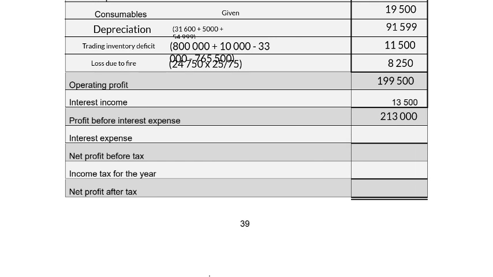Our interest income is given, and the profit before interest expense will then be 213,000. So if you take your operating profit and add your interest income, you will get your profit before interest expense of 213,000 Rand.